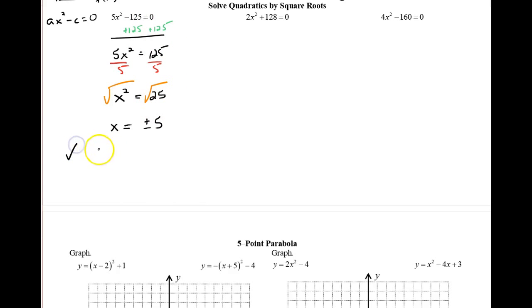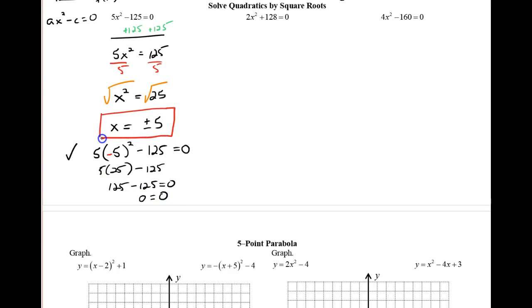If I want to do a check, plug the 5 in where the x is, and see if it equals 0. So 5 squared is 25. And 5 times 25 is 125. So it's true, 0 does equal 0. The same thing would work if you were checking the negative. Negative 5 times negative 5 is positive 25, and it still works. So here is our answer. So we do this when there's no middle term.